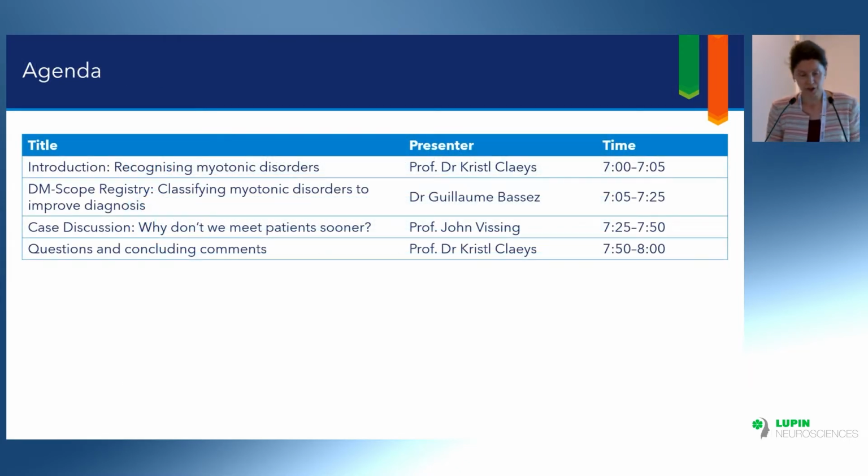The agenda for this morning is, first of all, we will give some introduction on recognizing myotonic disorders. Then Dr. Basset will talk about a large European DM scope registry, which helps classifying myotonic disorders to improve the diagnosis. Then Professor Wissing will give some cases to see why we don't meet the patient sooner, and then we will conclude and you will have the opportunity to ask many questions.